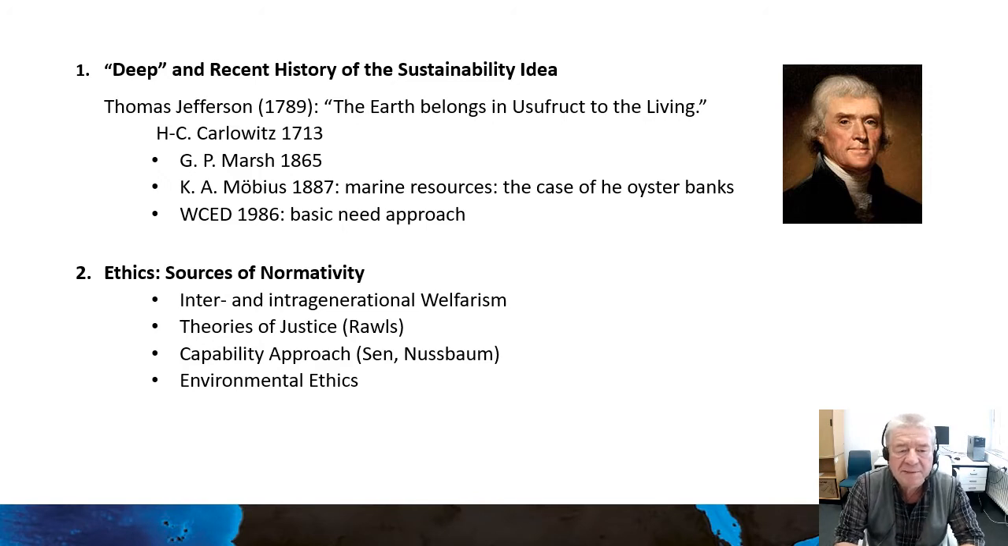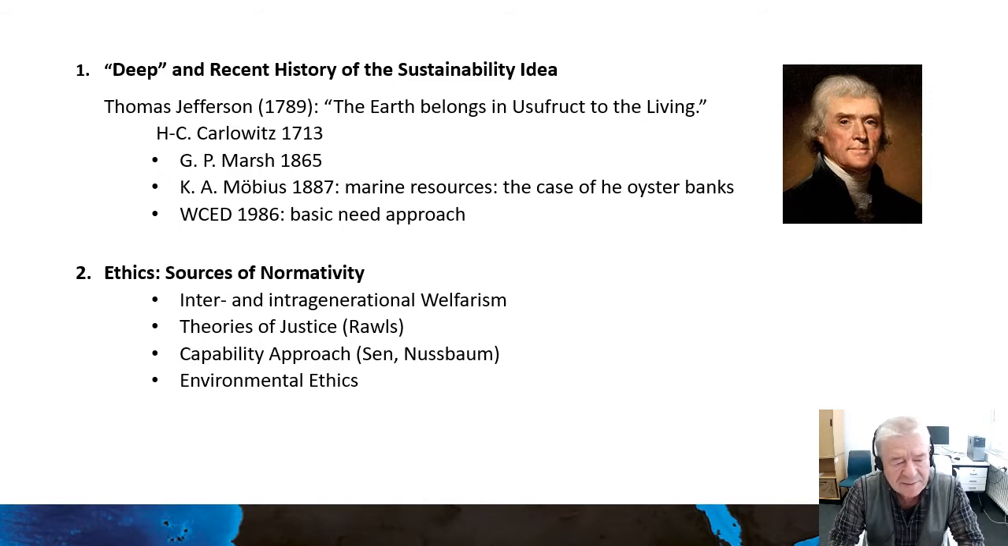In the deep history of the sustainability idea, there is a famous seven-word statement by Thomas Jefferson: the earth belongs in usufruct to the living. And usufruct means that one is entitled to live by the interests of a substance, but must hold the substance constant over time for posterity. A similar idea had been coined before Jefferson by Carlowitz. The wise use ideas of Marsh built upon Jefferson. Kiel marine scientist Möbius applied Carlowitz's idea to marine resources in the case of the oyster banks. And then, of course, the World Commission on Environment and Development defended a basic needs approach.